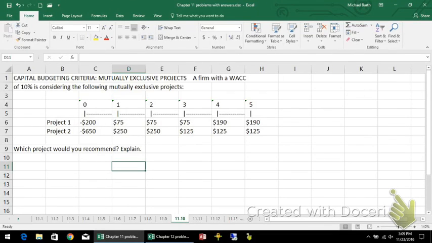This is problem 11.1 from Chapter 11 of Brigham and Houston Fundamentals of Financial Management, Concise 9th edition. Here we're given a capital budgeting problem evaluating two mutually exclusive projects. If projects are mutually exclusive, it means you can do one or the other or neither, but you can't do both because they perform the same function.